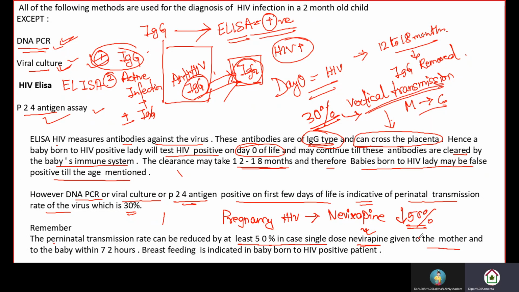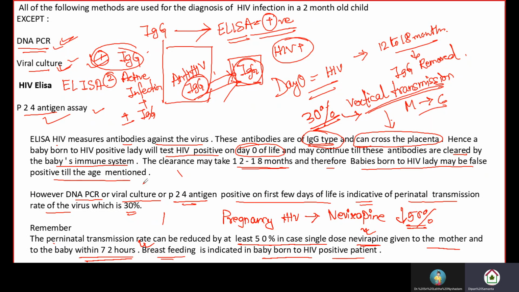And when the baby is born to an HIV positive mother, again nevirapine will be given to the baby within 72 hours. And breastfeeding is indicated in a baby born to an HIV positive patient. Breastfeeding is indicated. Okay, so this is very important information.